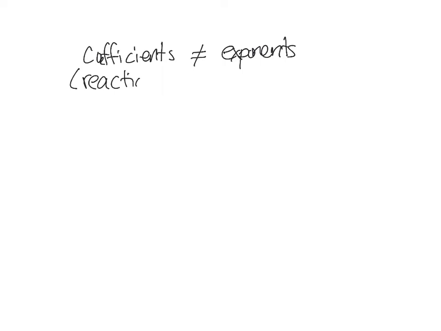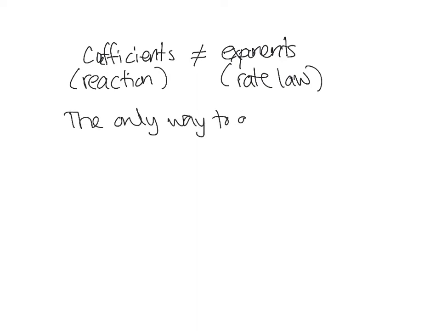I hope in all of the cases, though, you noticed that there's no real relationship between the coefficients and the exponents in a rate law, right? Coefficients are the numbers in the reaction to balance them, and the exponents are the numbers for the exponents in the rate law. They do not have to be the same. Sometimes they are, sometimes they aren't. And in fact, the only way to get rate laws is through experiment.